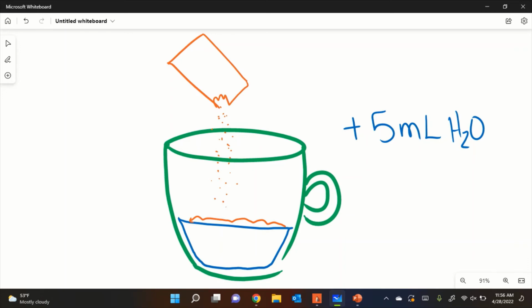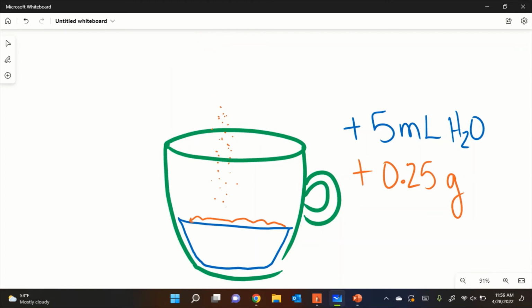Let's say, just for kicks, that each hot cocoa packet contains 25 hundredths of a gram of hot cocoa powder. Now you have added both of these ingredients to your mug, and what we can do now is stir. So you're going to take your spoon or your stirring stick or whatever utensil you would like to use, and you're going to stir this together.